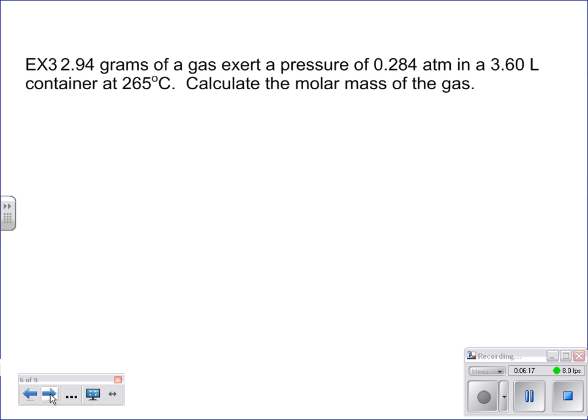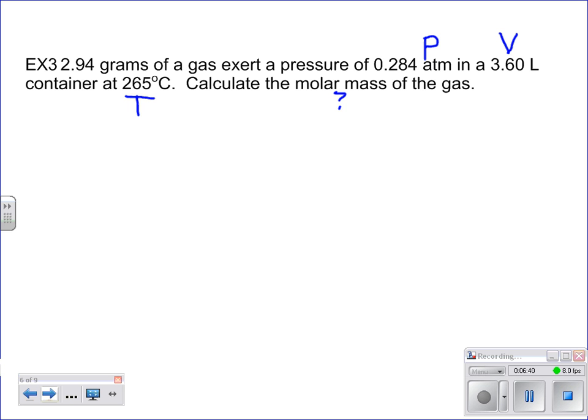Okay, number 3. Here we're given grams of a gas. We're told that it exerts this pressure in this volume container at this temperature. And what we want to do is calculate the molar mass of the gas. So in this case, you guys already have done one of these. You've done a couple of these.